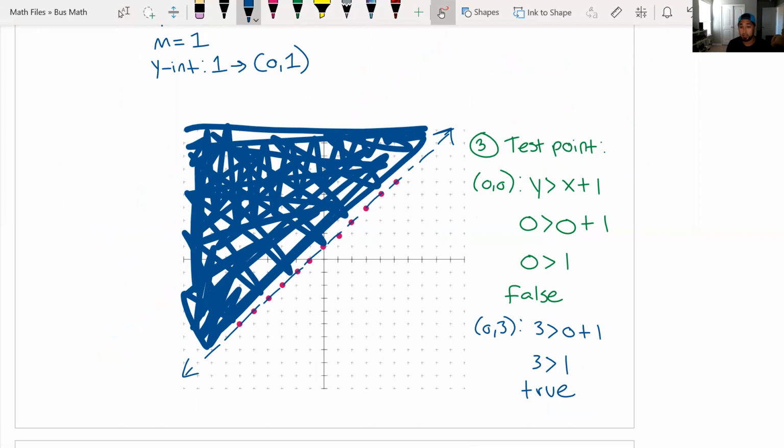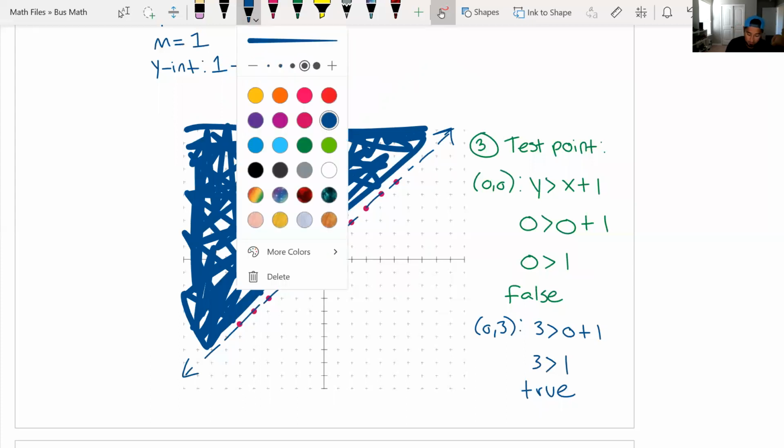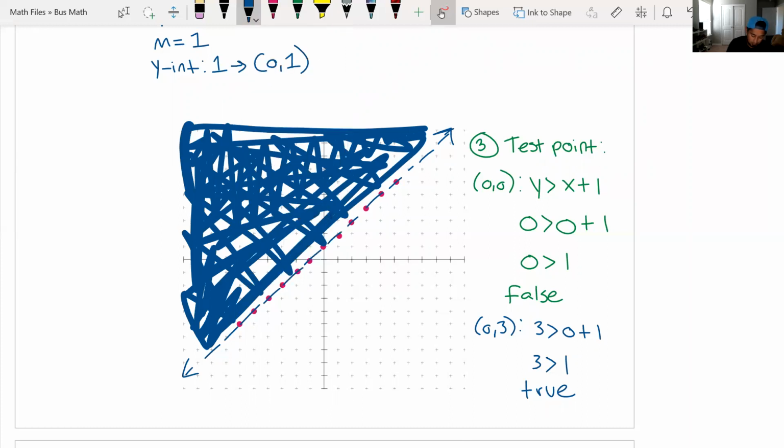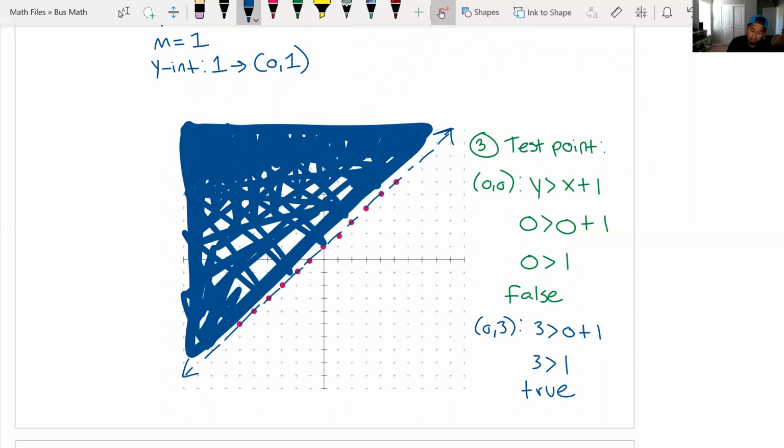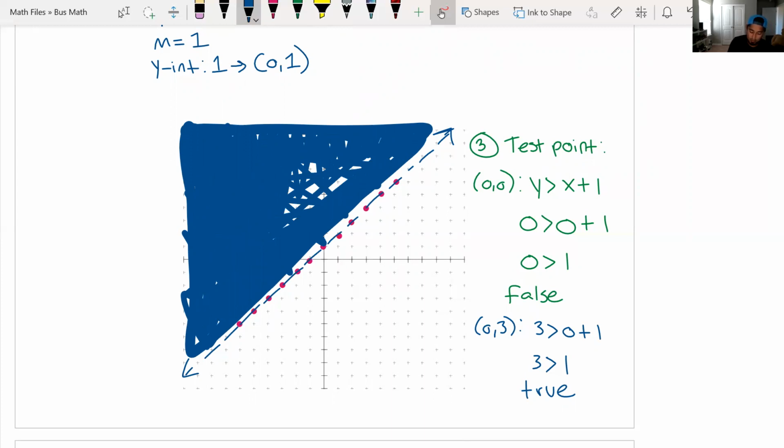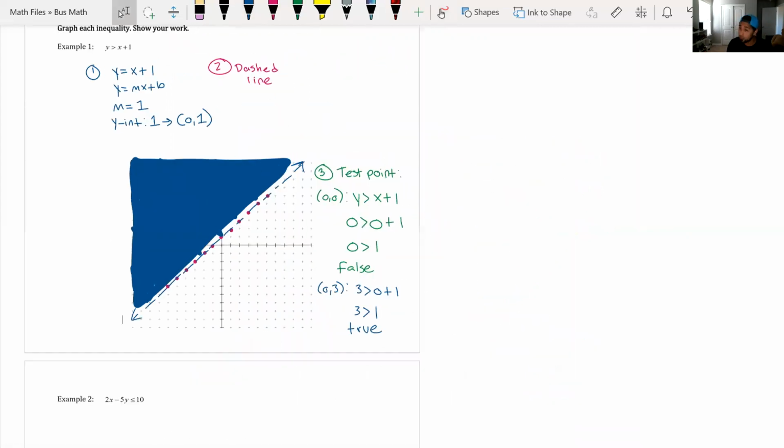And that is what we're doing for these exercises. Now, we don't have to pick more than one test point, but I did it just to show you an example. Okay. I wasn't happy with my shading. You get it. I'm just going to fill all this in. There we go. Shaded. All right. Well, let's try it again.